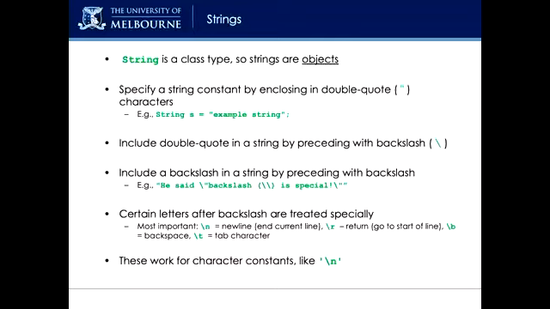So just to recap, classes always have capital letters. So the string class is an object because it has a capital letter, not because it has a capital letter. It has a capital letter because it's an object.